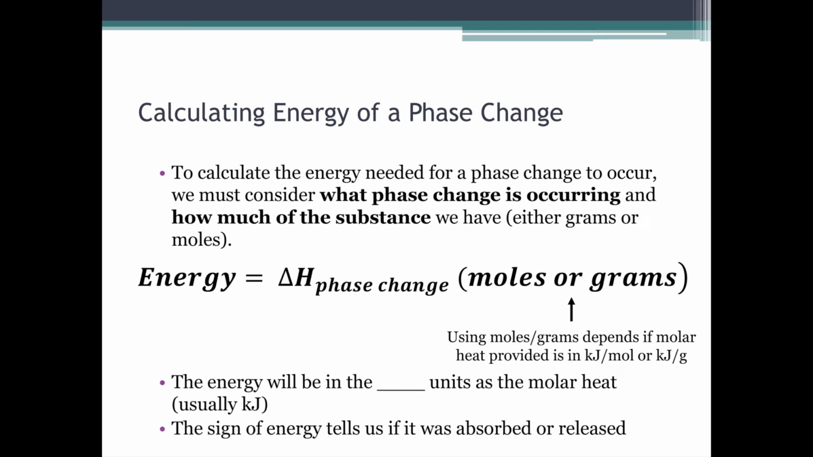Now, using moles versus grams depends on the units of the molar heat we were given. If molar heat is given to us in kilojoules per mole, we'll multiply by moles. If it's given to us in kilojoules per gram, we'll multiply by grams. Now, the value of the energy will be in the same units as the molar heat. Notice this is usually going to be kilojoules. It doesn't have to be, it could be joules as well, but normally you'll see it in kilojoules. And the sign of the energy tells us if that amount was absorbed or released.